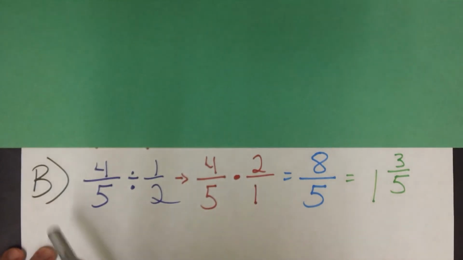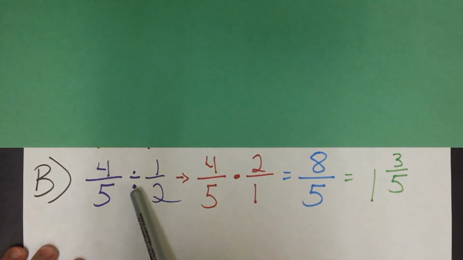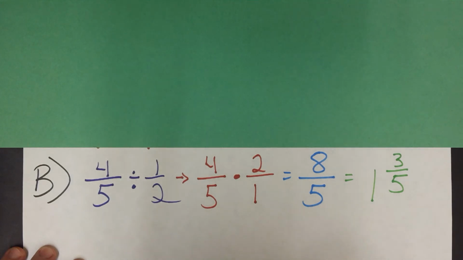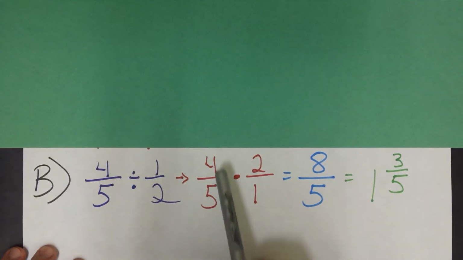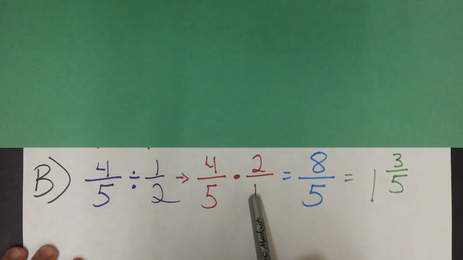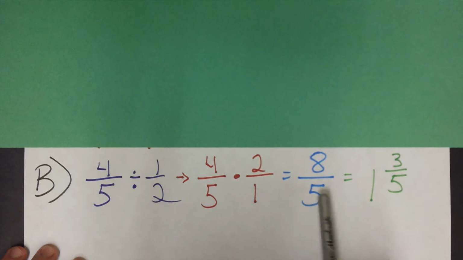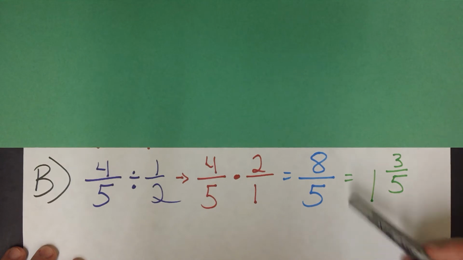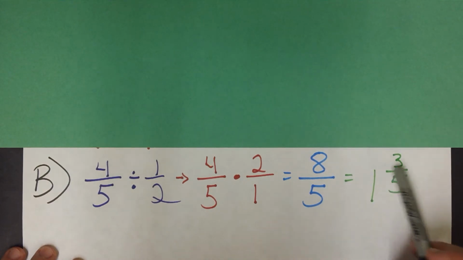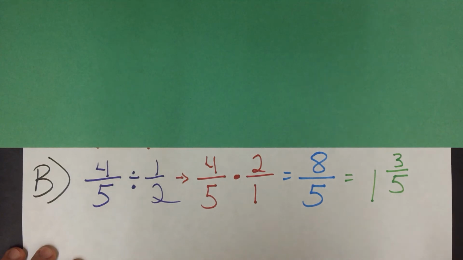In our example B, we have a fraction of 4/5 divided by a fraction of 1/2. Again, we're going to change it to multiplication by using the reciprocal of the second fraction, or we're going to copy the first fraction, change it to multiplication, and flip the second fraction. Copy dot flip. So now we have 4/5 times 2 over 1. 4 times 2 is 8. 5 times 1 is 5. 5 goes into 8 one time, with the remainder, which we find by subtracting 8 minus 5, which is 3, and we put it over 5. 1 3/5.